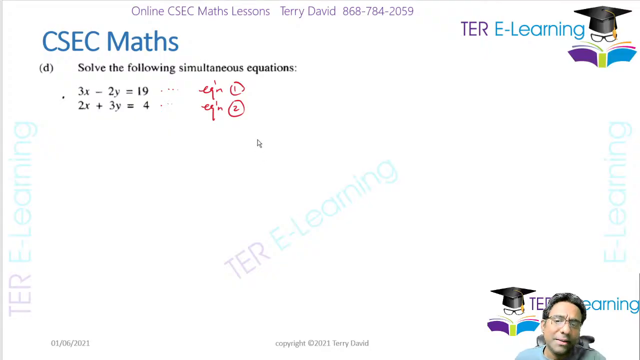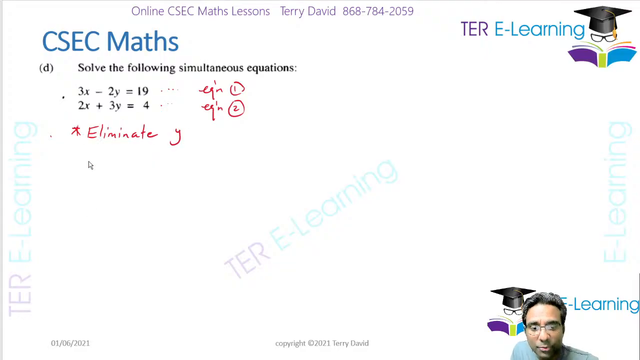Now, I'm going to use elimination, but when you look at it, you realize, wait a minute. I can't eliminate x just by looking at the equations because I have 3x here and I have 2x here. So I can't just eliminate x. I have minus 2y and I have plus 3y. So I can't just eliminate those things just like that. So here's what we're going to do. I want to eliminate y. So let me show you how we're going to do that.